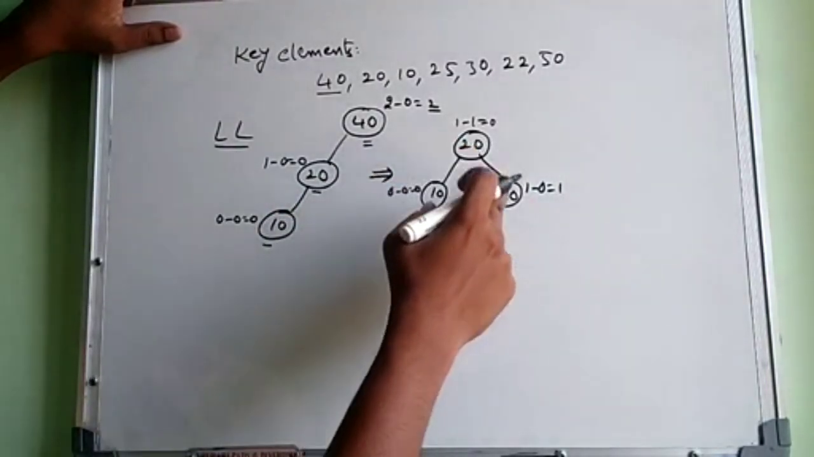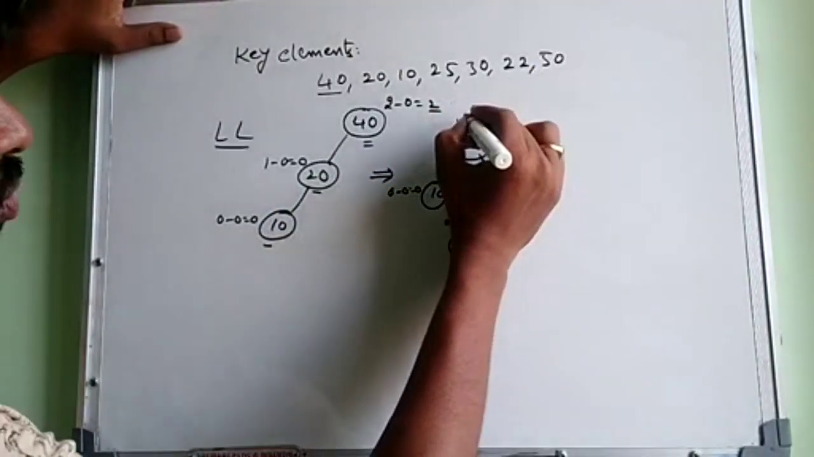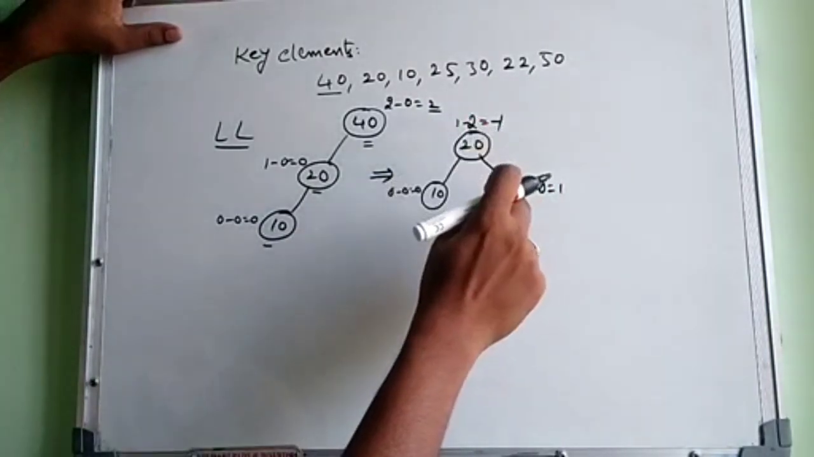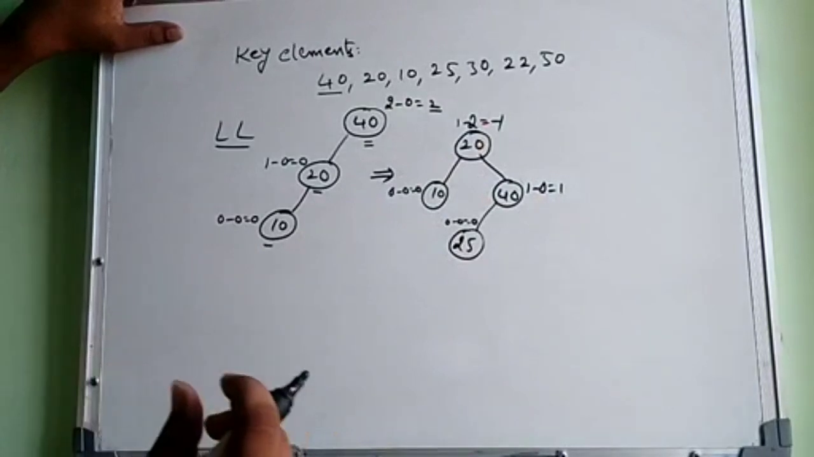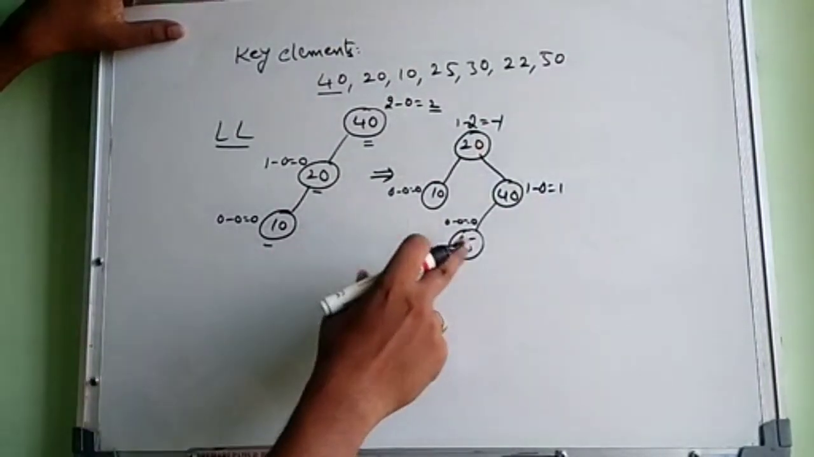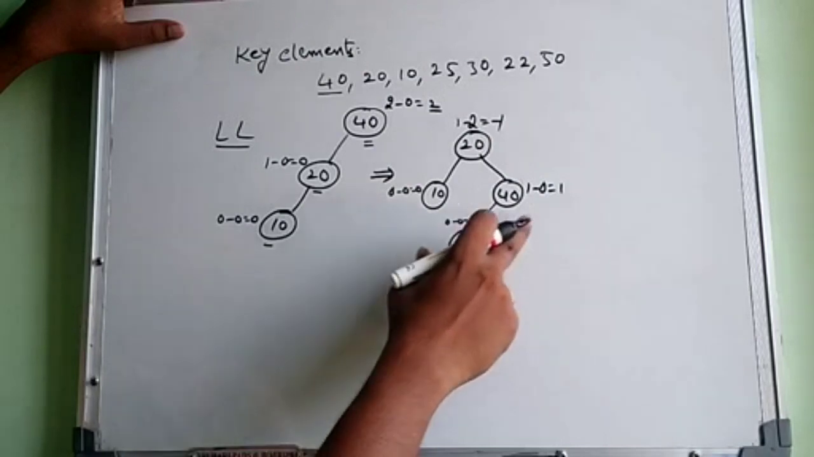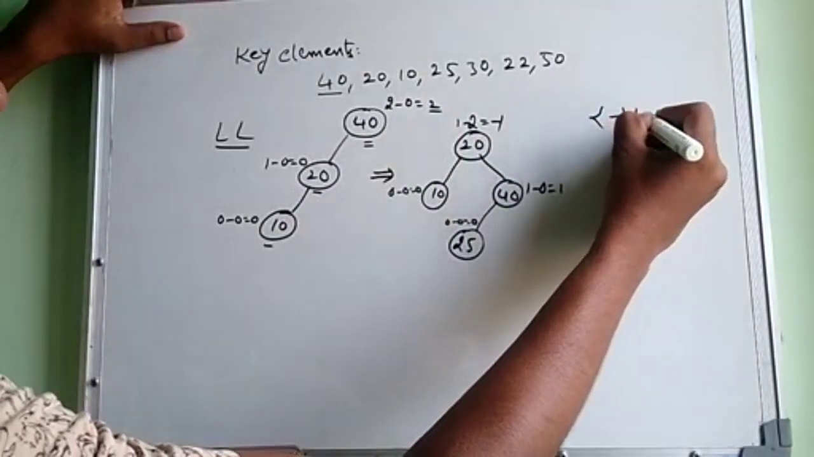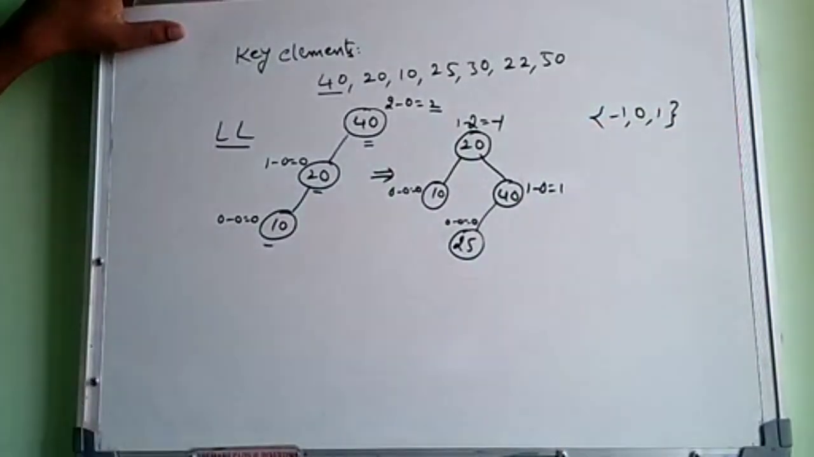So 1, 2: 1 minus 2, why 2? The right side has a path of 1, 2. So the balance is minus 1. So all the balancing factors of the nodes are within the range. What is the range? Minus 1, 0, 1. Okay, up to 25 the factors are within the range.